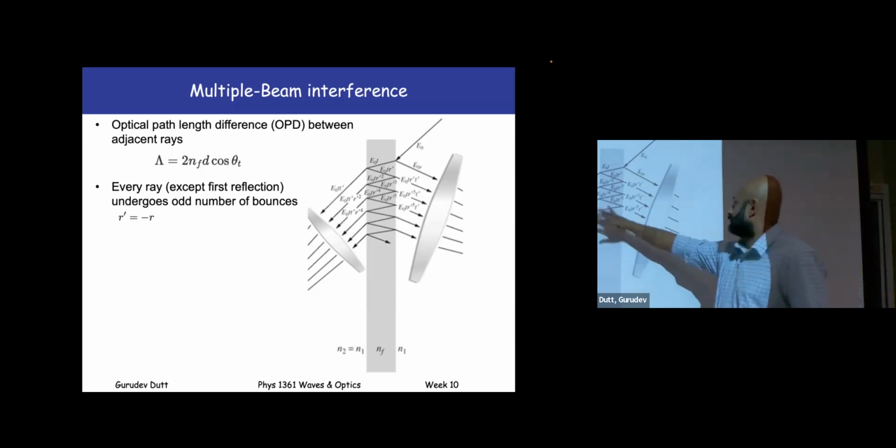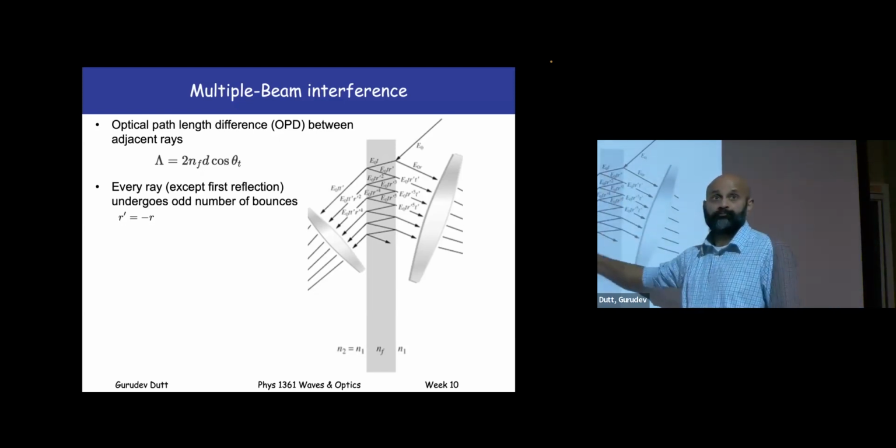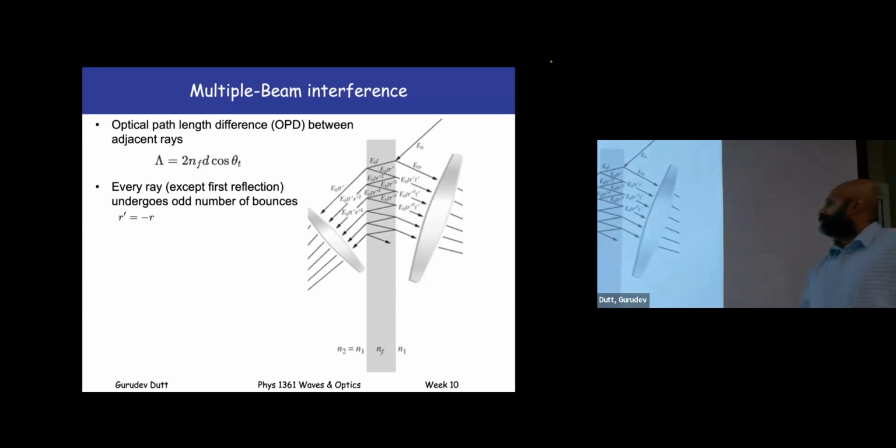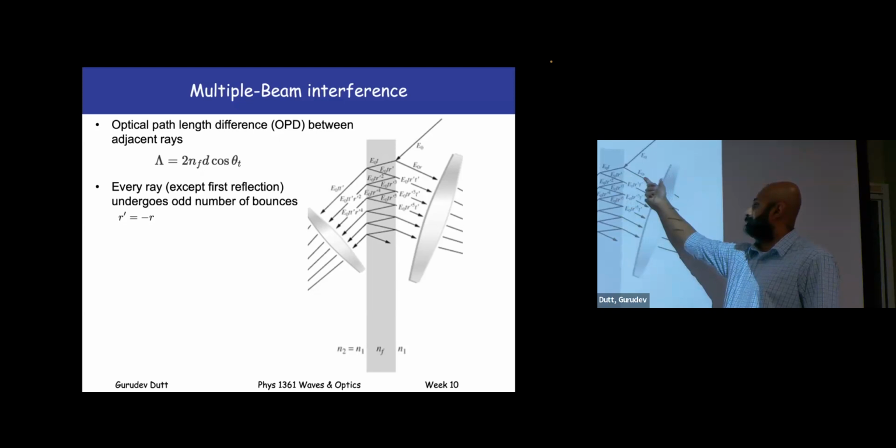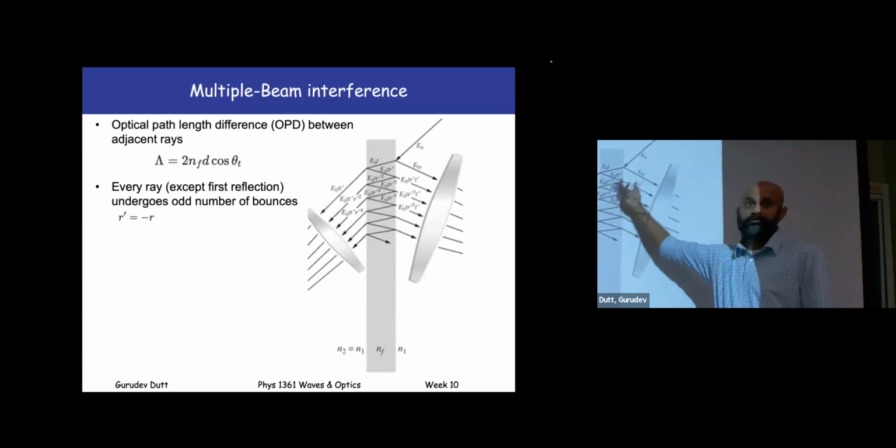Oh, and by the way, we can also write down all the transmitted beams as well. Because it undergoes an odd number of bounces, the first one has r prime equals minus r, the second one is r prime cubed, so that also is minus r cubed, etc.